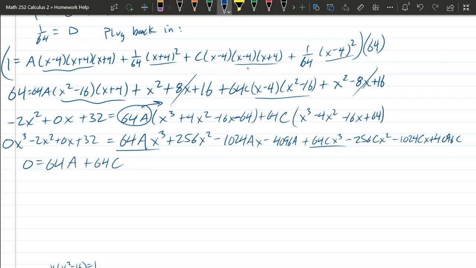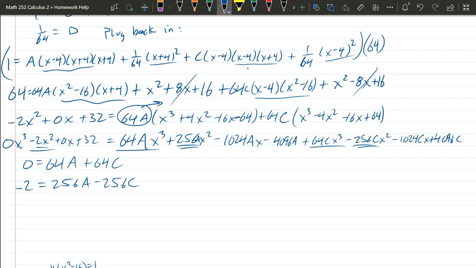Now we're going to go degree 2. So that's the x squared terms, negative 2, just the coefficients. We're leaving out the x squareds. That should have an a there. So it's 256a minus 256c.